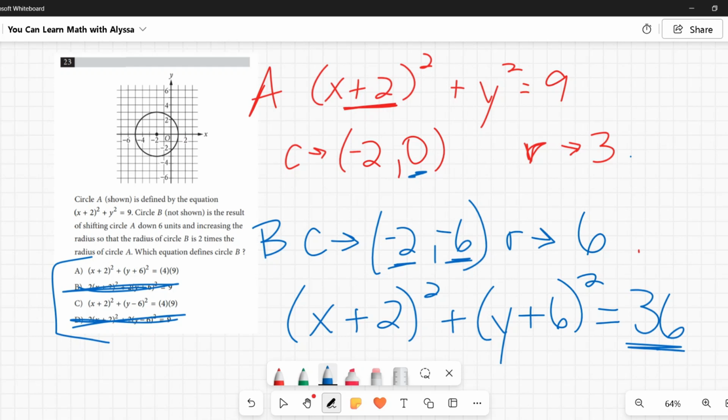And I see x plus 2 for both of them. Here's the difference. One is plus 6, one is minus 6. And so we're going to very cautiously and carefully look at plus 6. A is the right one. A is my answer.